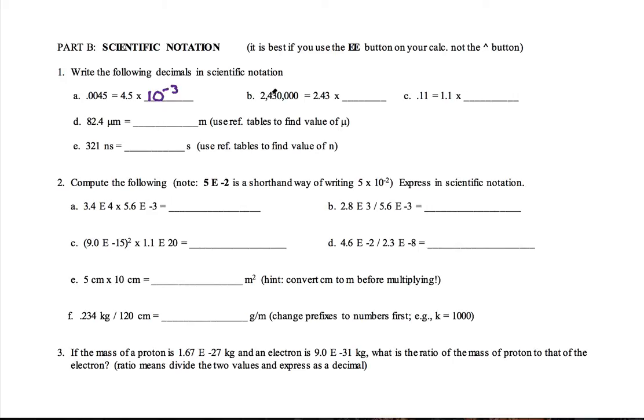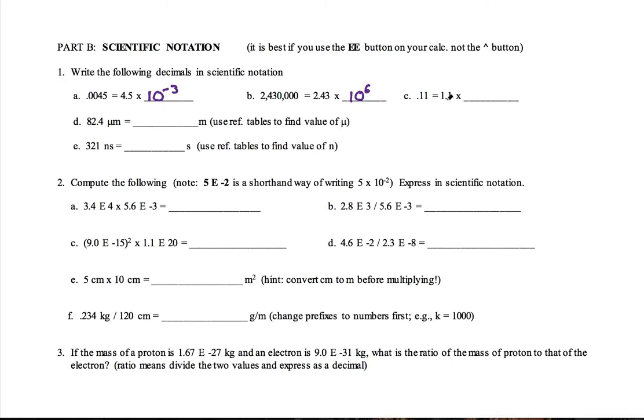Next one, so 2,430,000. Our base number is 2.43. The 2 is, we've got a million right here, we're in the millions. And our factor, our order of magnitude for a million is 10 to the 6th. So our 2 is in the millions place. Our 2 over here is our leading number, so that indicates to us we need times 10 to the 6th.